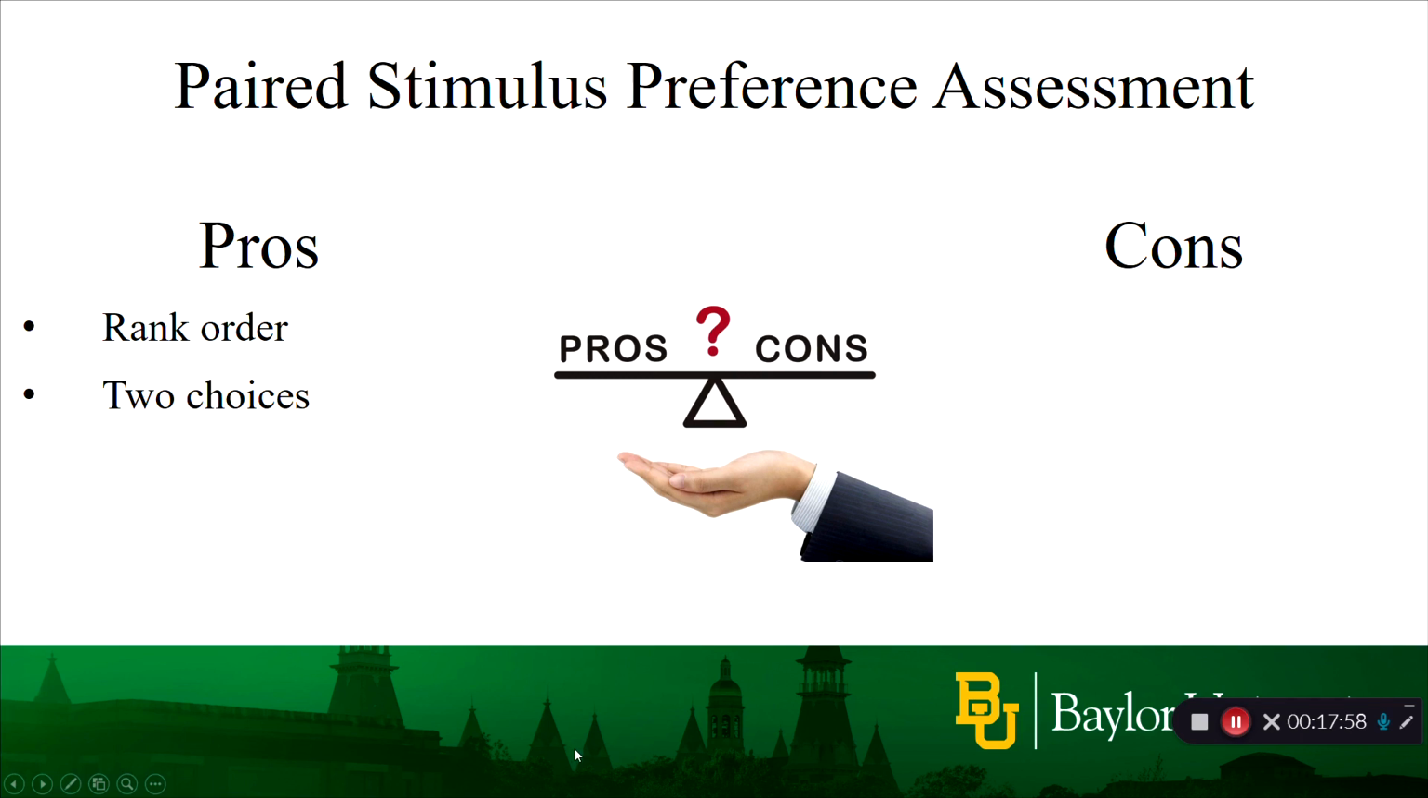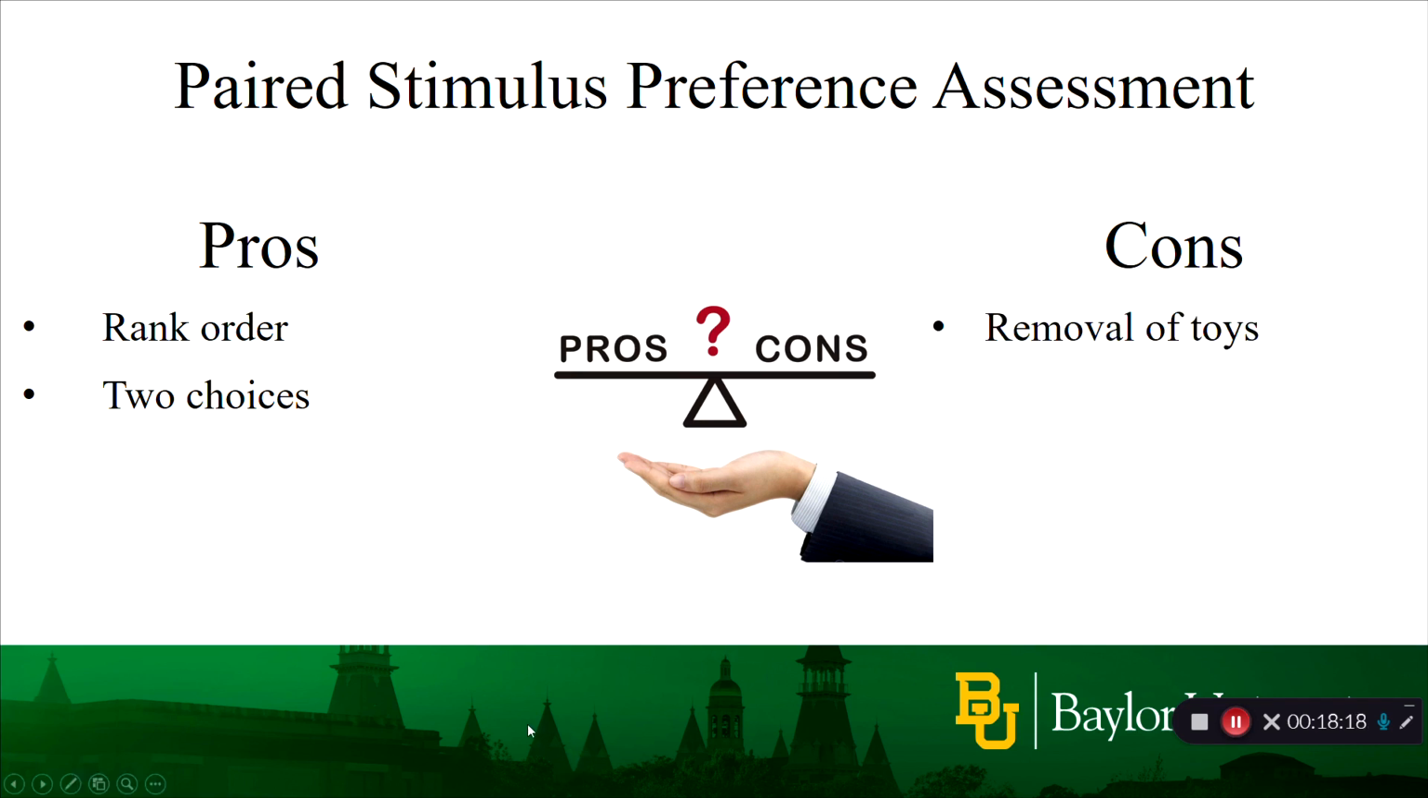Another pro is there's only 2 choices. So rather than trying to manage 5 items with your data sheet and your timer, like you do in a multiple stimulus approach, you only have to manage 2 items at a time. So it's a little bit easier in terms of material management.